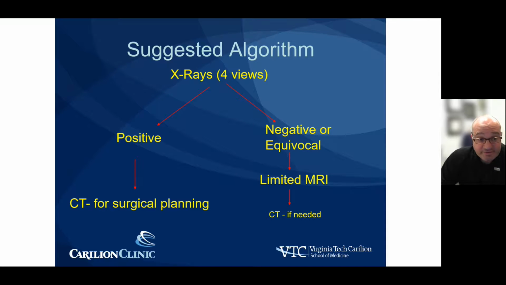For us at Virginia Tech, the suggested algorithm is that usually we get x-rays early on. If those are positive and we're thinking of surgery, then we get a CT for surgical planning. If the x-rays are negative or equivocal, then to gear our treatment, we do a limited wrist MRI, because this actually dictates how long we immobilize the patients and whether we proceed in a non-surgical manner. And CT, if needed, then subsequently the surgical plan is carried out.